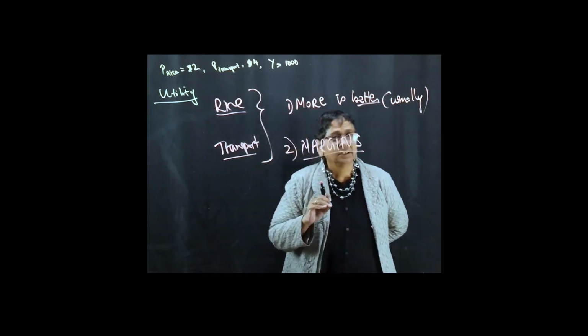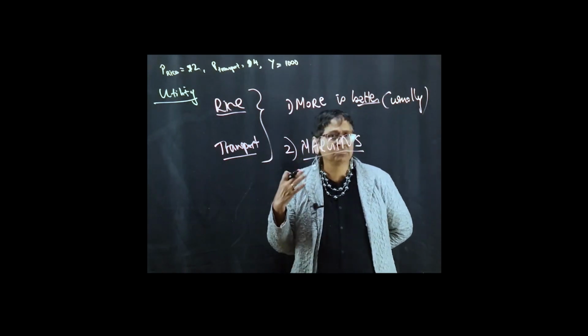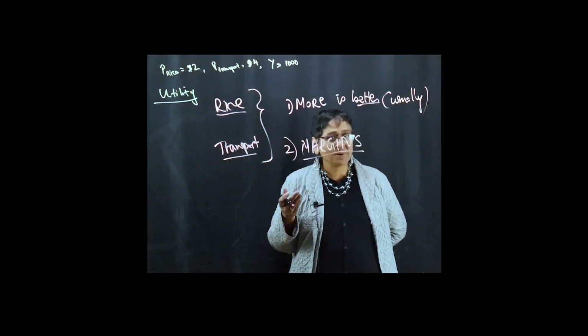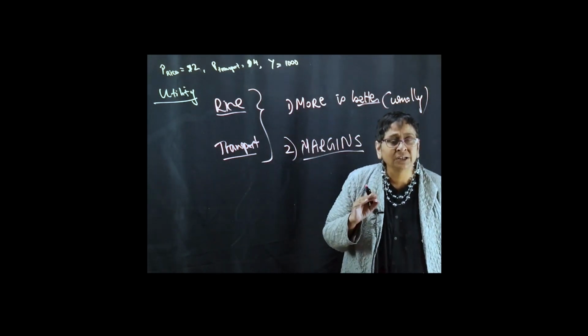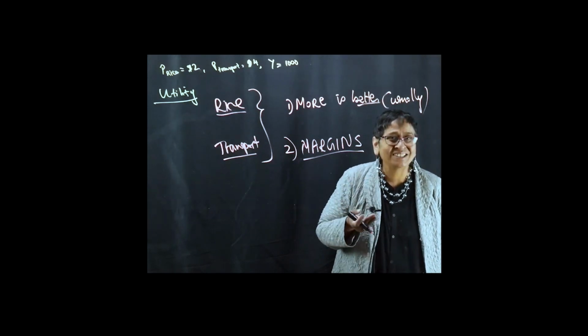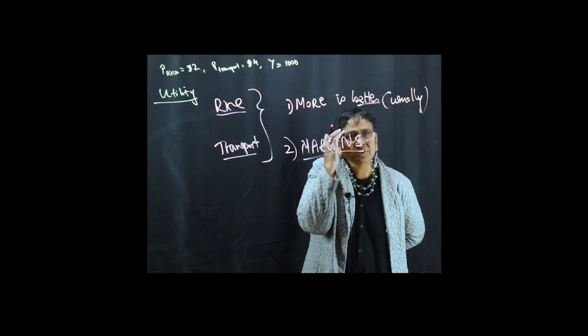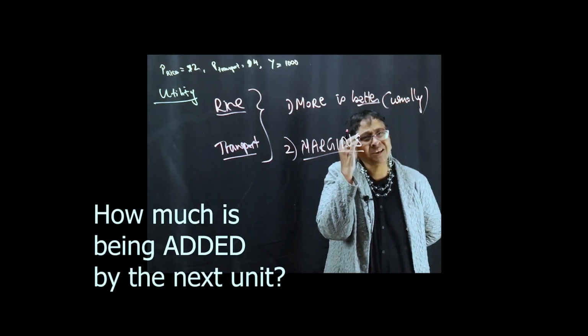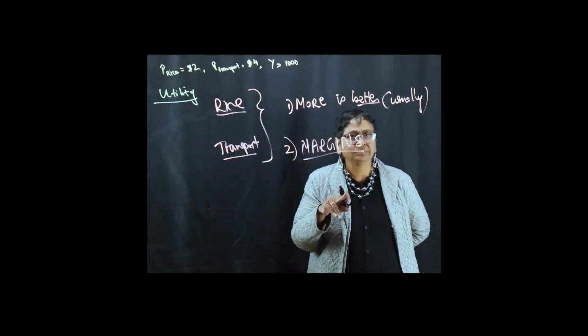But the first bushel of rice I get, it might be worth 1,000 to me. The next might be worth, it's still worth more. More is better, right? Still positive. But it might not be worth 1,000. It might be worth 800. So then I would end up at 1,800. So the concept of the margin is how much is being added by the next unit of the good.